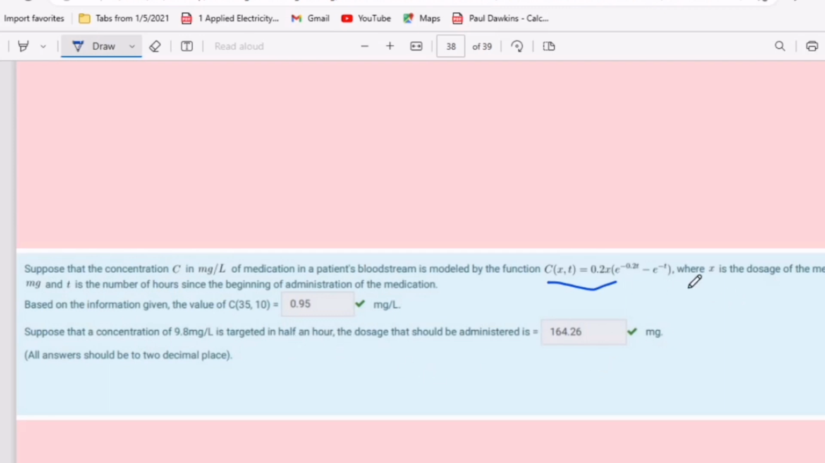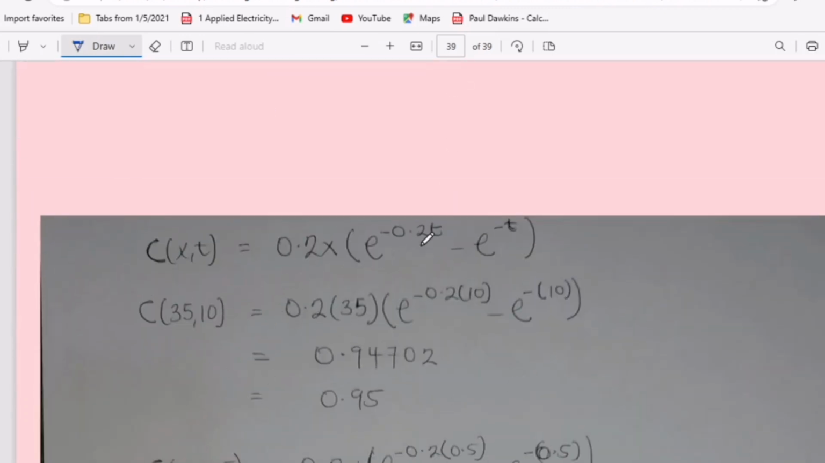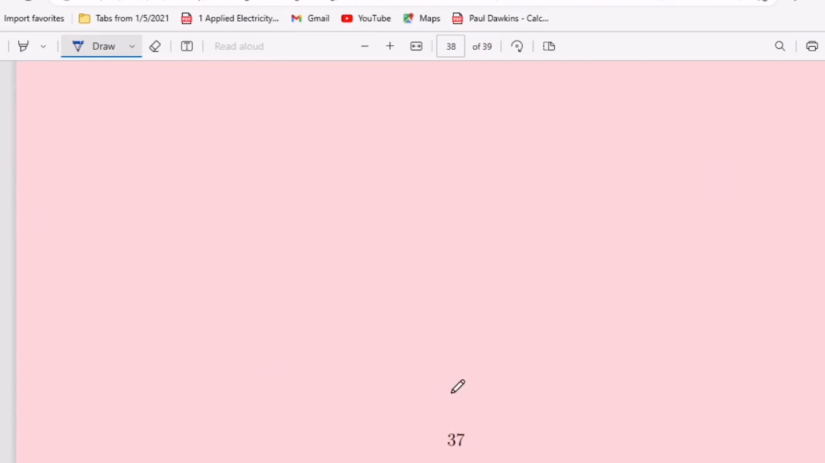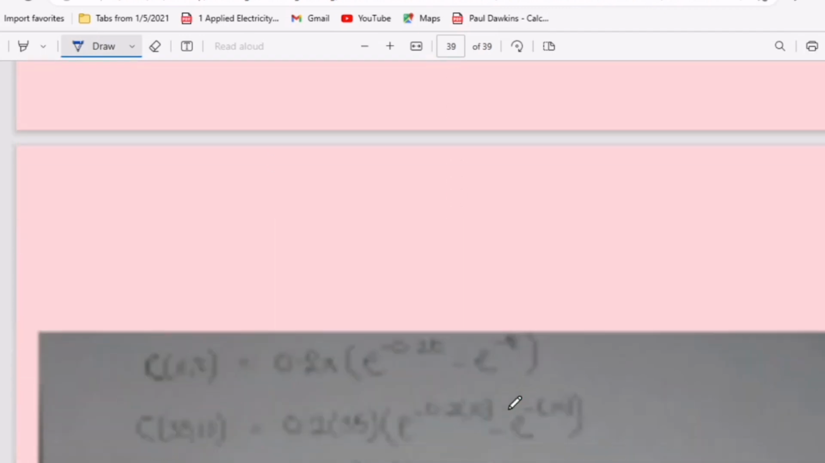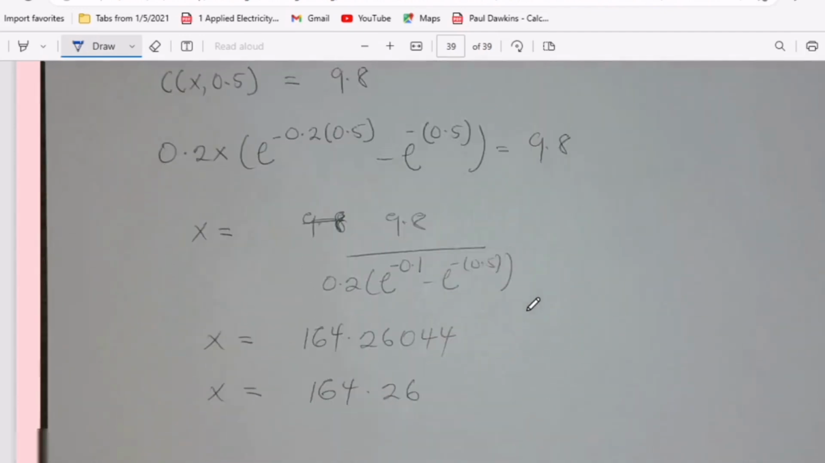What will this one do? It's just substitution. First you need to have this one, and you substitute the value given to you. Then the next one is that we are finding x. They ask us to find the dosage, because x represents the dosage and t represents the time. Suppose the concentration is 9.8 milligram per liter, targeted in half an hour. For the dosage, go back here and find z, because they gave you the answer, 9.8. So you equate this to 9.8 and you get your answer.